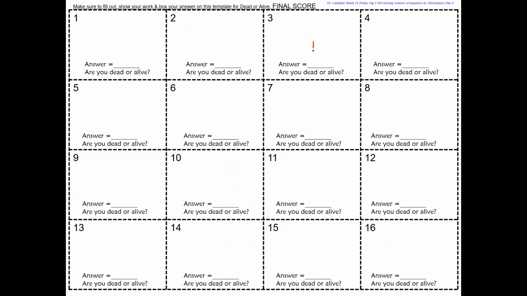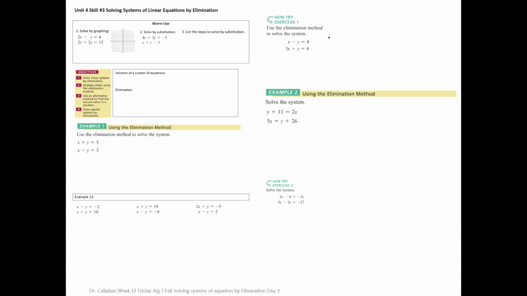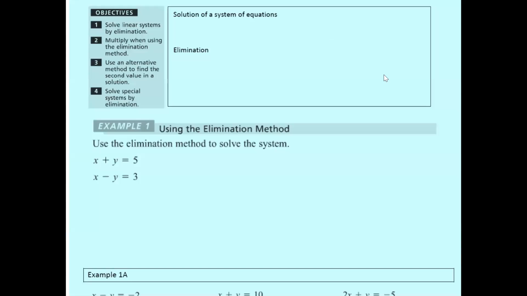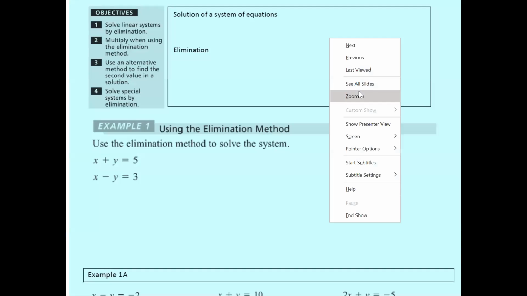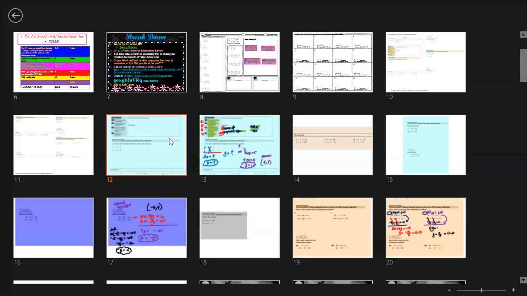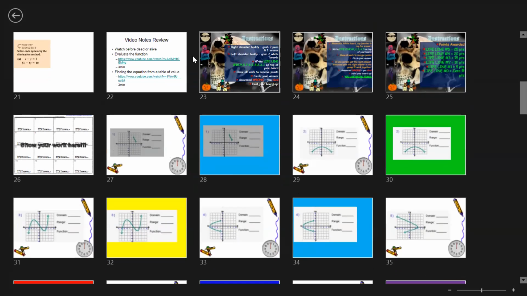It is for week 13, Friday. So this is your first page. This is your second page right here. I think I'm going to go ahead and get started with the Dead or Alive game. So go ahead and turn over to this template.